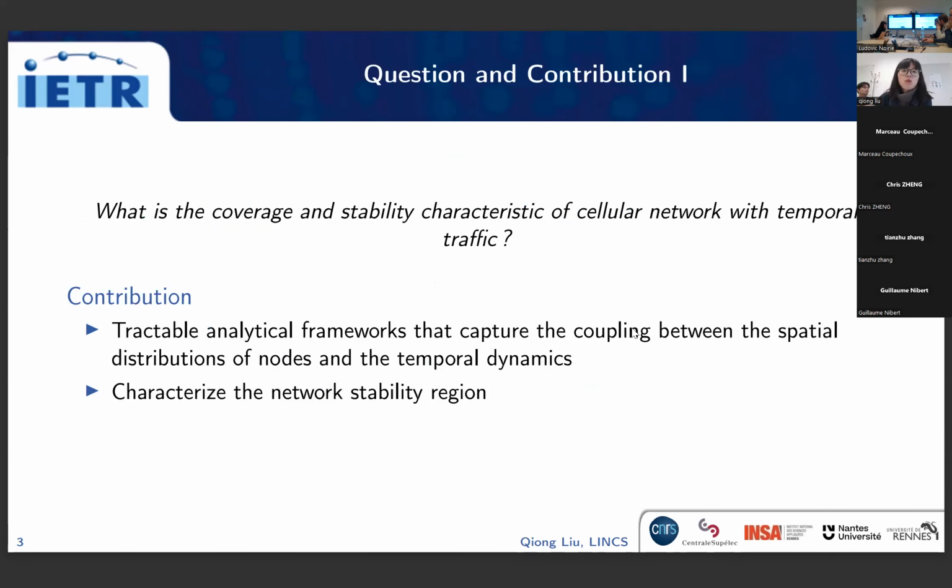So the first question we would like to answer is what is the coverage and the stability characteristic of cellular networks with temporal traffic? We give a tractable analytical framework that can capture the coupling between the spatial distributions of the nodes and the temporal dynamics. Also, we characterize the network stability region.